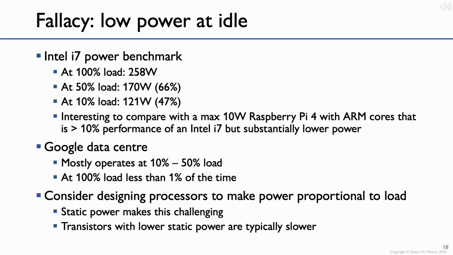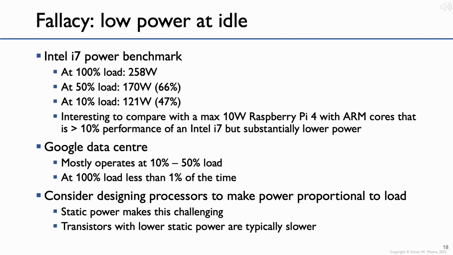A perception that people often have is that if a computer is idle, then it ends up in a very low power state. And I'm afraid this often isn't the case. So here I've just got some numbers for a particular Intel i7 processor. At 100% load, this particular processor was running at 258 watts. At 50% load, it was running at 170 watts, so 66% of the power.